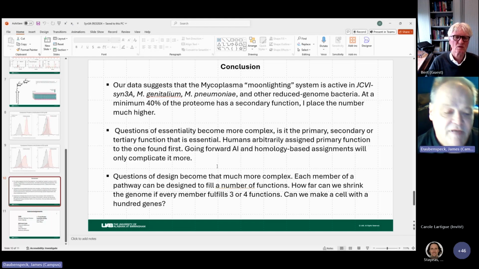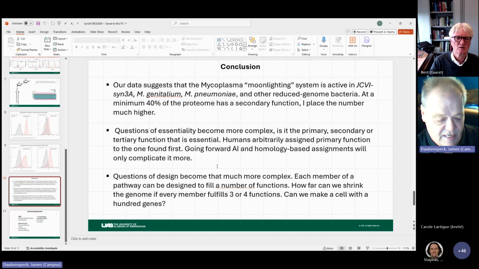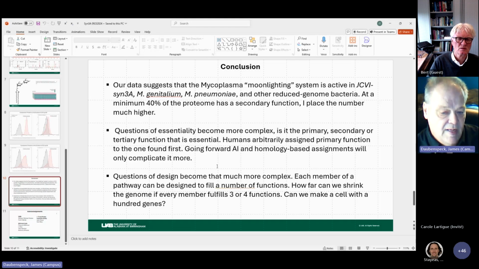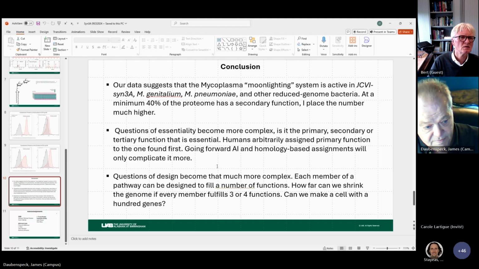Right? Over the next 6 months to a year, I'm going to spend my time trying to understand the moonlighting system and pathway in mycoplasmas using the tools I have in synth. But it also opens up unique possibilities, right? How far can we actually shrink the genome if every member of that pool does 3 or 4 functions? Can we really make a cell with 100 genes? I don't know the answer to that question, but I hope I stick around long enough to find out.